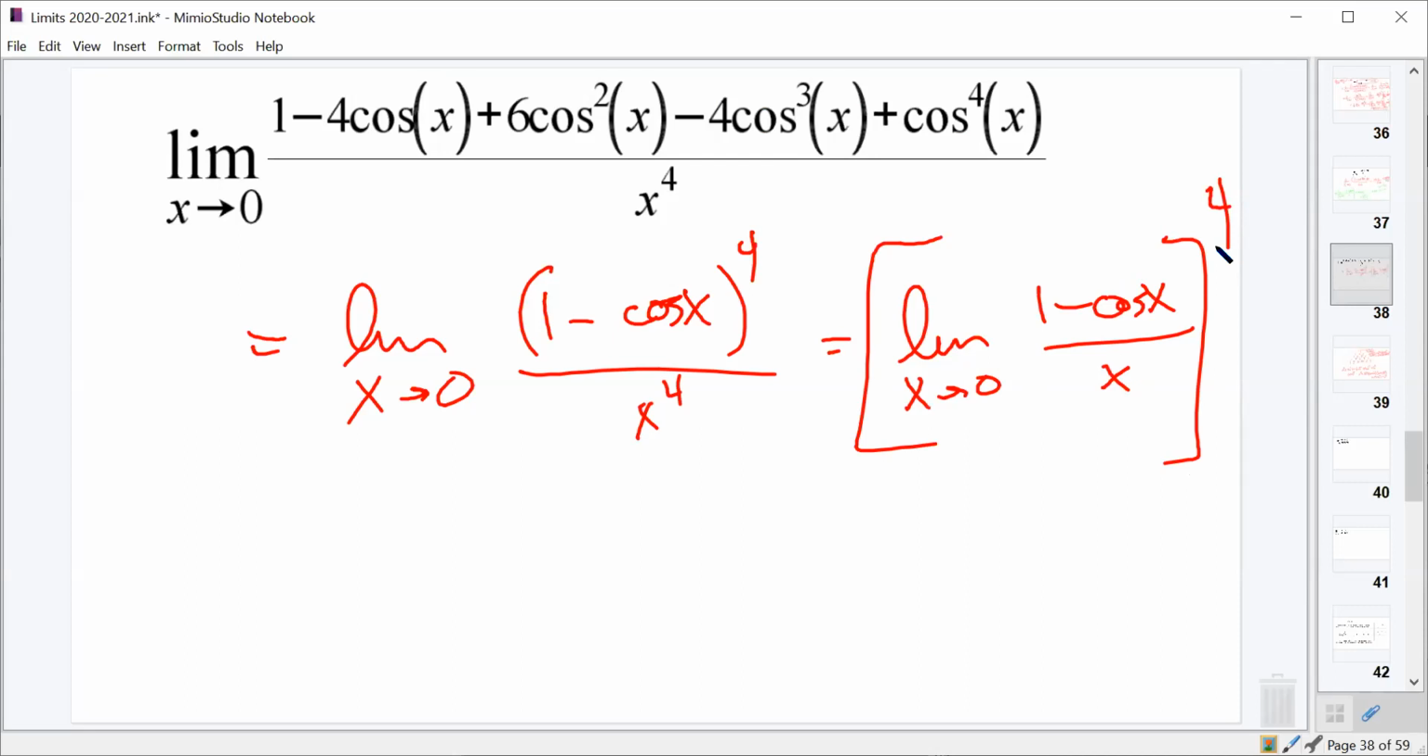Everybody feel okay about those couple of steps now that we've looked at Pascal's triangle? And what does that become? The inside of the brackets is just 0 from the previous problem. 0 to the fourth is 0. Any questions on that?